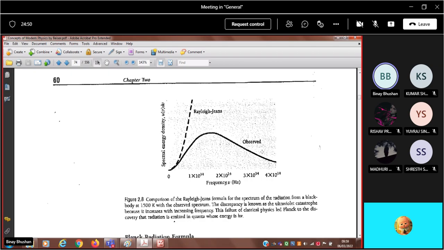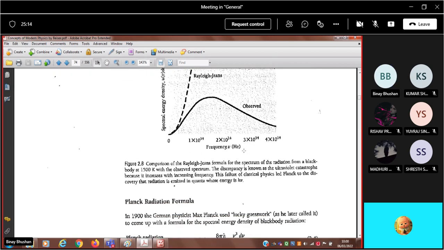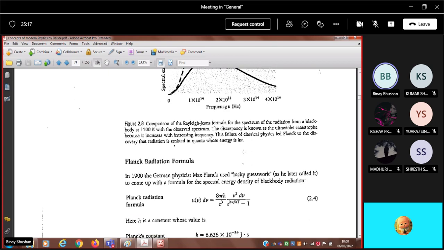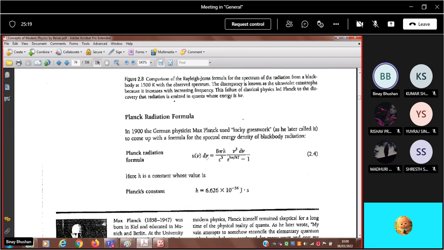Is the graph visible? Yes, sir, it's visible. So you can see here that we have an observed graph, and the other is Rayleigh-Jeans. You can see that the Rayleigh-Jeans formula matches the observed, experimental graph only at lower frequencies. Now we have to derive Planck's radiation formula, which is 2.4. This we have to derive now.